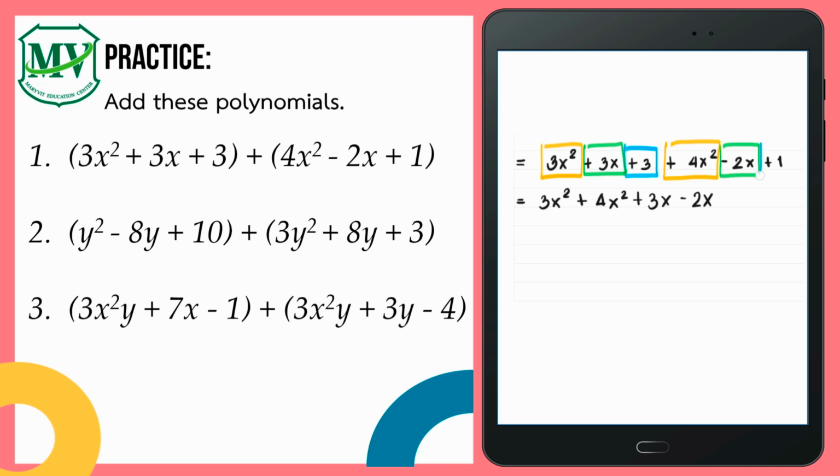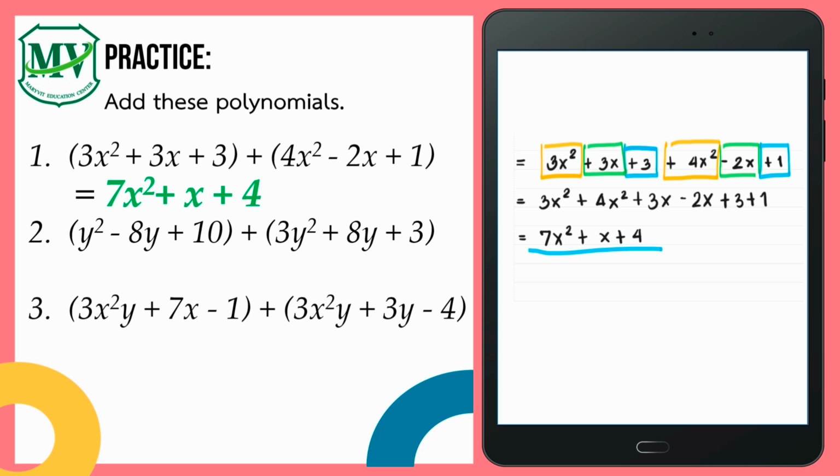For the last step, we're going to combine all the like terms. So, 3x squared plus 4x squared equals 7x squared. 3x minus 2x equals x. And then 3 plus 1 equals 4. The final answer to the problem is 7x squared plus x plus 4.